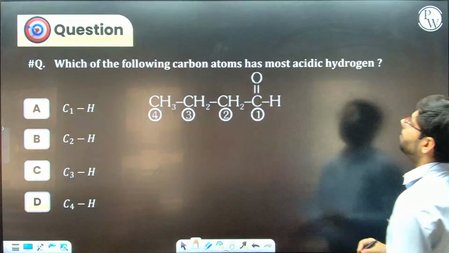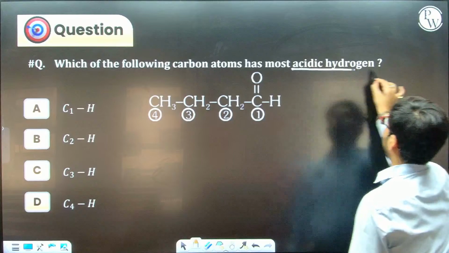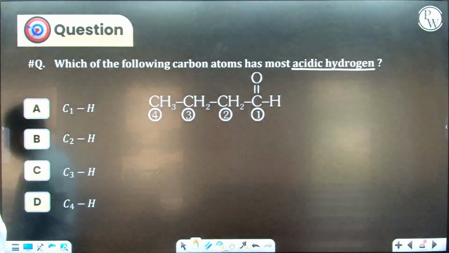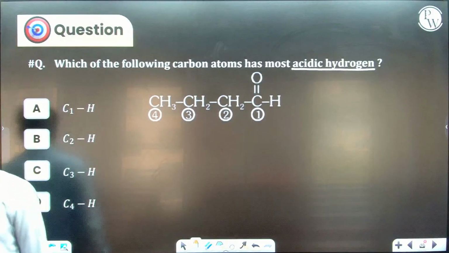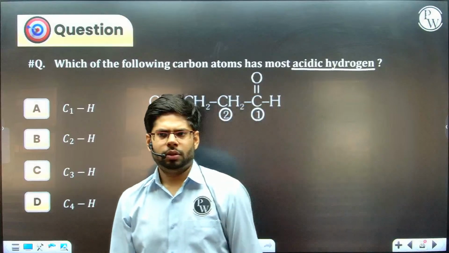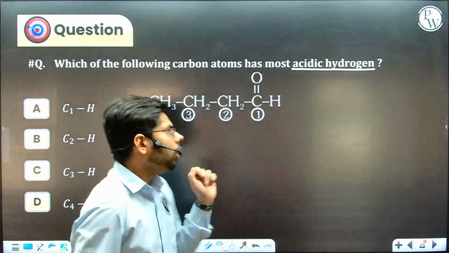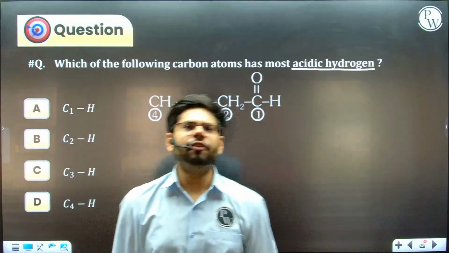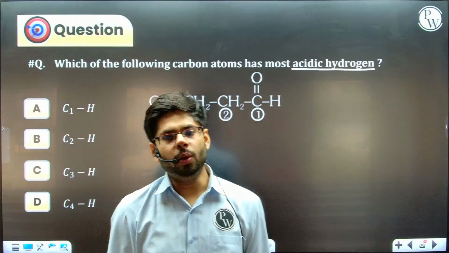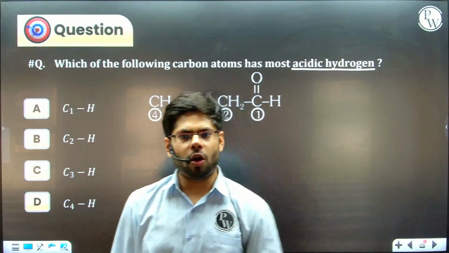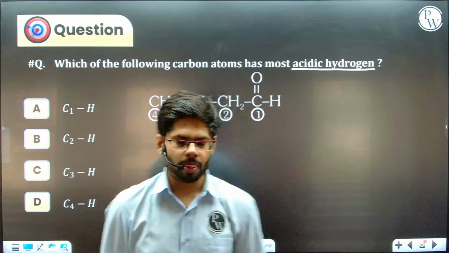Which of the following carbon atoms has the most acidic hydrogen? This concept is very important. Acidic hydrogen is being talked about. If something has an acidic hydrogen, it will be able to lose H plus. That means it will be able to donate a proton, which means it's acting as an acid.